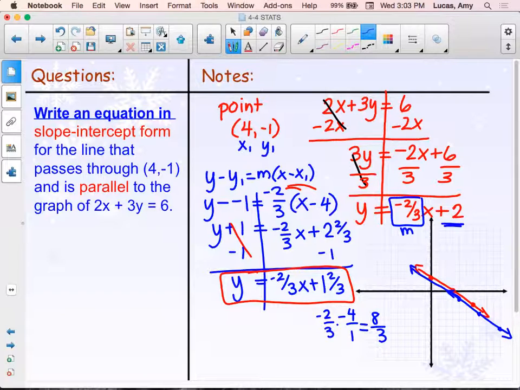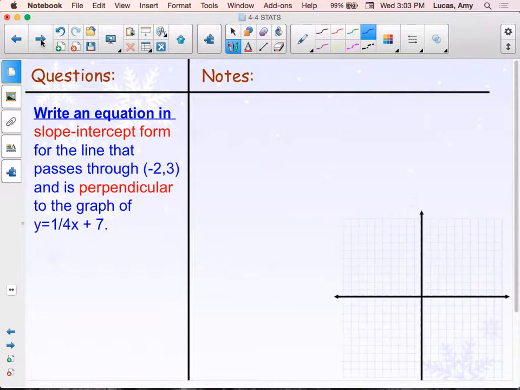The algebra is required because the intercept is not an integer value. So it's important to have the algebraic way to solve it, not just rely on the graphing, because you don't always have slopes and intercepts that are nice numbers.